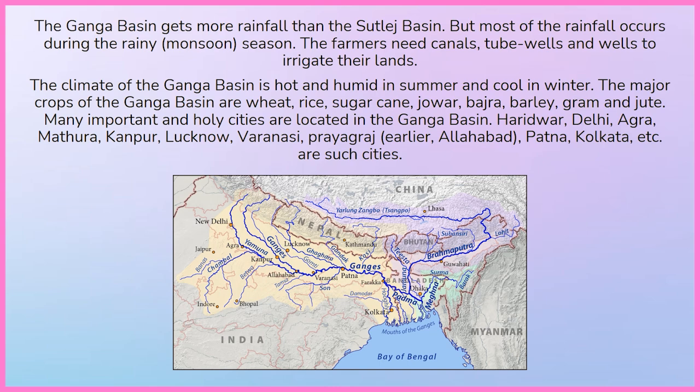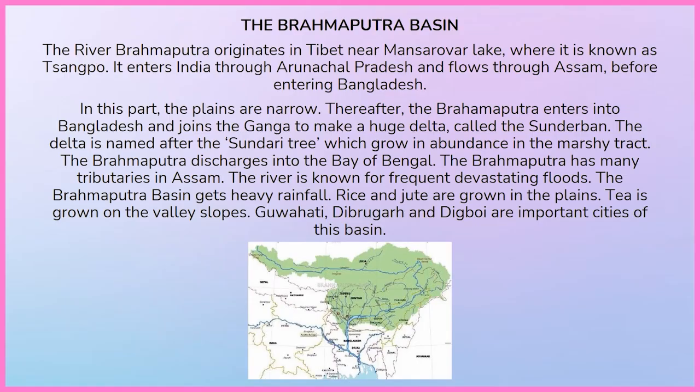Many important and holy cities are located in the Ganga Basin. Haridwar, Delhi, Agra, Mathura, Kanpur, Lucknow, Varanasi, Prayagraj, earlier Allahabad, Patna, Kolkata, etc. are such cities. The Brahmaputra Basin.